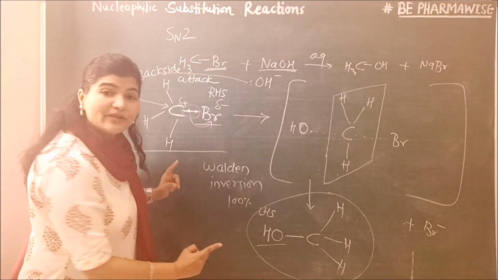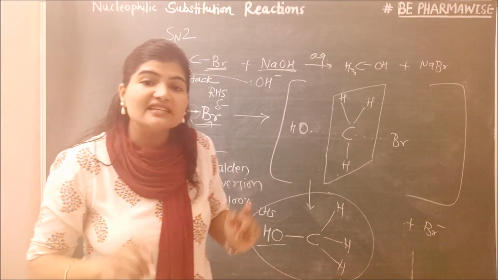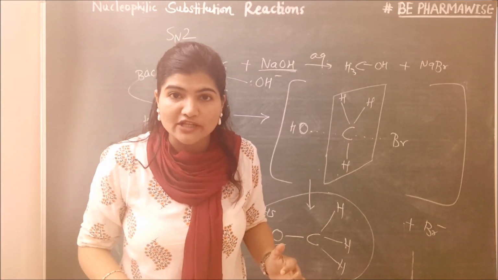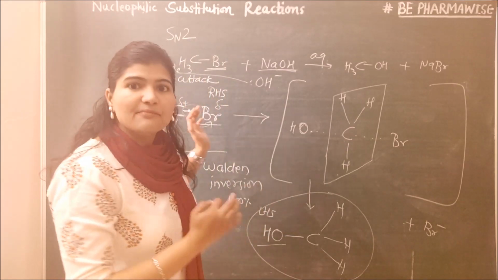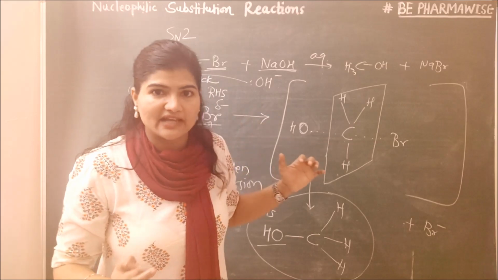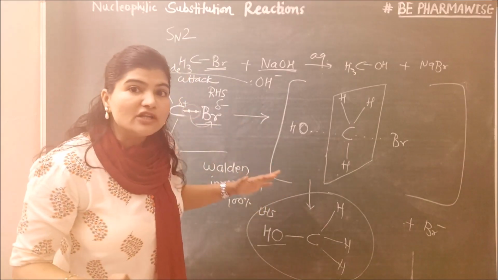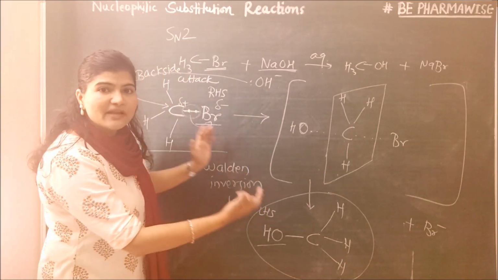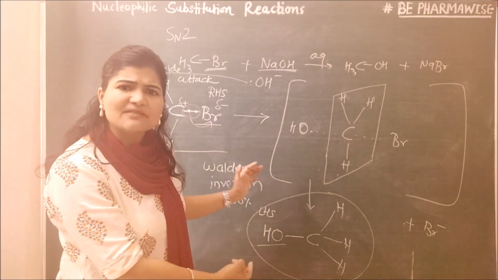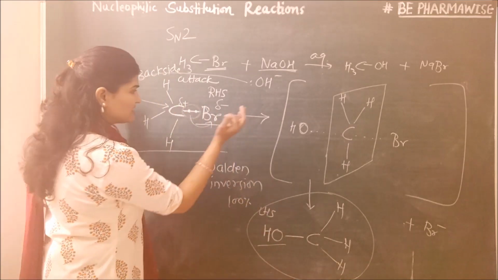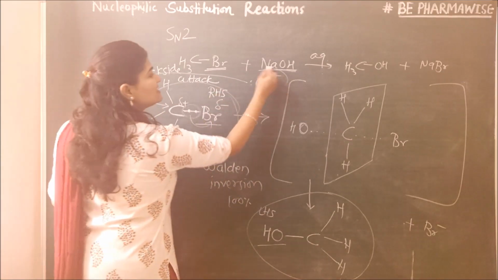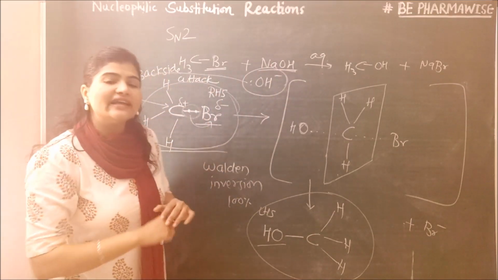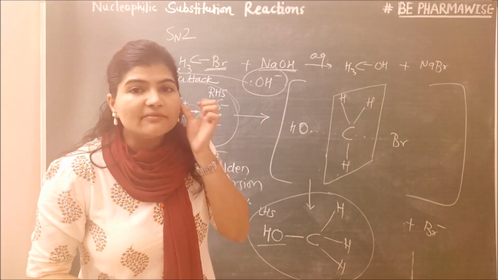So in the SN2 mechanism there will be 100% inversion of configuration of the molecule, which is also referred to as Walden inversion. So this is the mechanism of the SN2 reaction. It is a bimolecular reaction. The rate determining step is only a one step reaction. In this rate determining step, both the substrate as well as the concentration of nucleophile play a role in determining the rate of reaction.